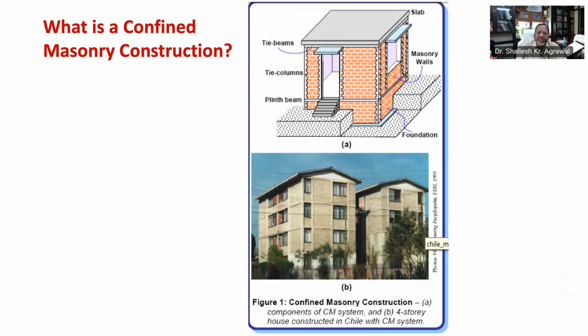Confined masonry construction has a mandatory plinth beam on top of the plinth masonry. Figure 1B shows a four-story house in South America using confined masonry construction. It's a good construction technology for low and medium rise houses in seismically vulnerable areas.